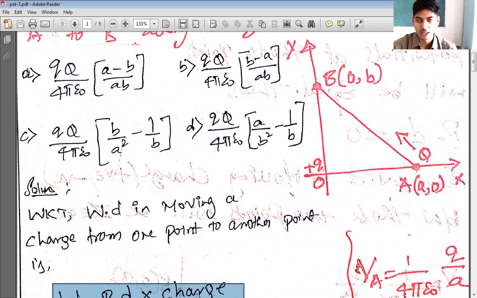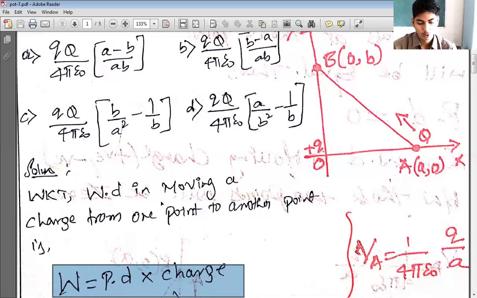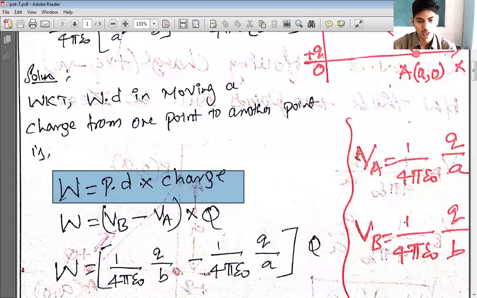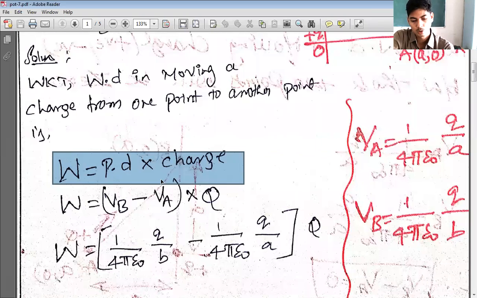So potential at A and potential at B will become equal. So the potential difference between A and B will be 0. If the potential difference is 0, then work done to move the charge from one point to another point will be 0. Right? So if two points are at equal potentials, then work done in moving a charge from one point to another point will be 0.